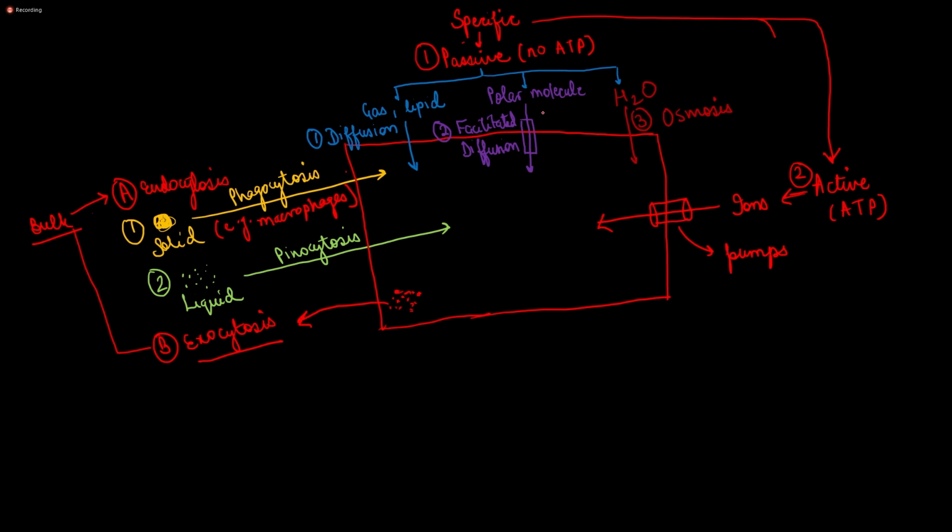If it is a polar molecule, then it will pass through facilitated diffusion through this protein. This protein is called a channel. And if it is a water molecule, it will simply pass through osmosis. In the case of active transport, it will require ATP, and these are mainly for ions. The ions move via this pump. Examples of ions are sodium and potassium. Okay, so we saw the role of the plasma membrane.